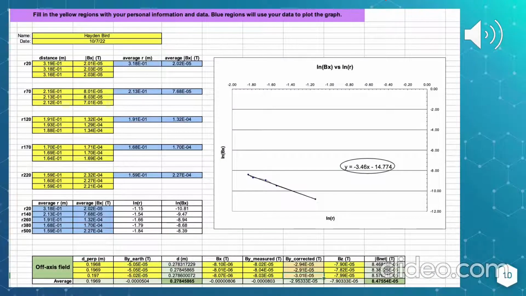The following is a display of an Excel sheet that contains both raw and processed data points for the relationship between distance and magnetic field. As you can see, as distance decreases, the x component of the magnetic field increases, giving us a line of best fit of y equals negative 3.46x minus 14.774. This contains both the on-axis and off-axis fields that were used in this experiment.